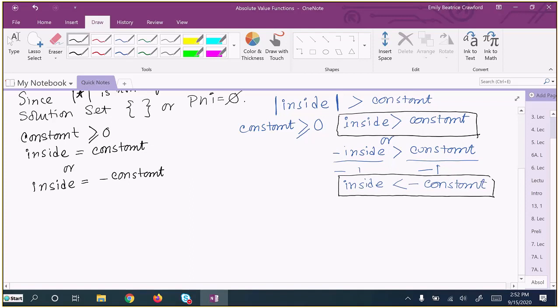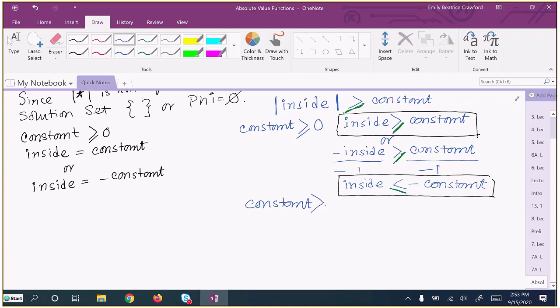So this is your twofold solution to the inequality if you have the strict greater than sign. We can also have greater than or equal to, then I simply use the same rule with greater than or equal to, and the less than becomes less than or equal to, as simple as that. Now this is all when the constant is greater than or equal to 0. What happens if this constant value is strictly less than 0?